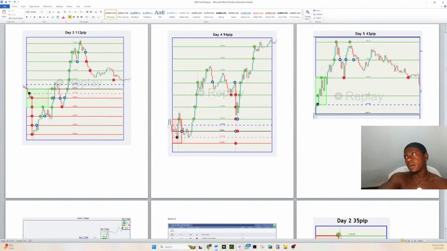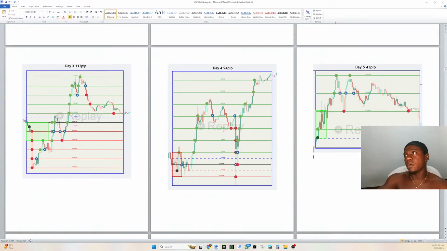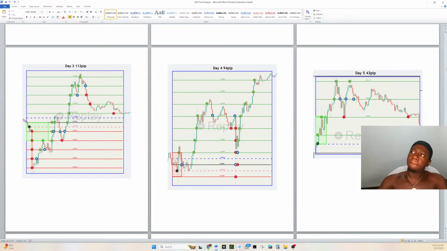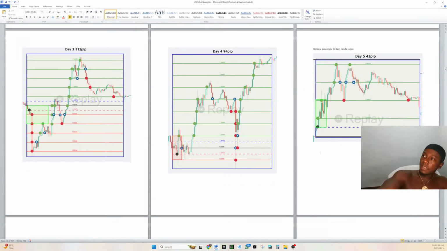Day five. I've got to redraw the box for day five. Told you guys, it's messing up. I just have to drag this down to over here. It's a lot more accurate.